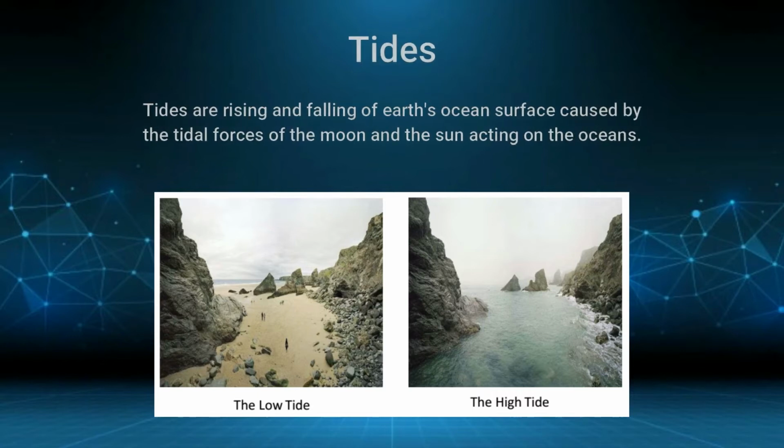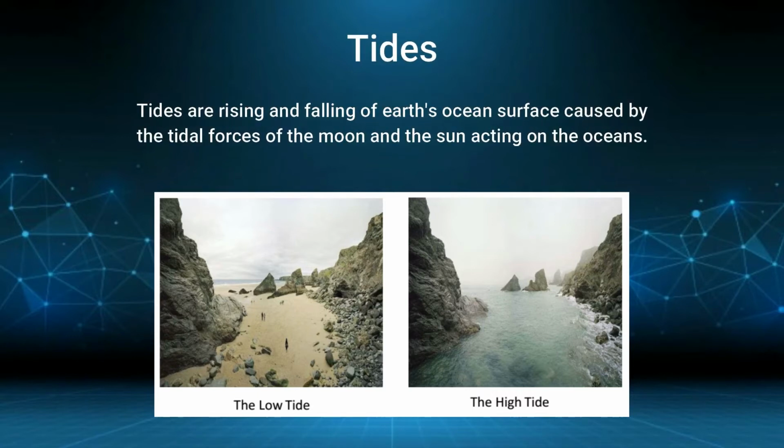Tides are the rising and falling of Earth's ocean surface caused by the tidal force of the moon and the sun acting on the oceans. As you can see from the picture, from the left is the low tide and right is the high tide.